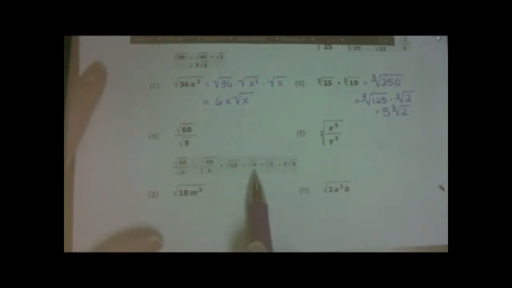Now I'm going to do that division, and 60 divided by 5 is 12, so I get the square root of 12. Now I want to use the product rule and simplify this. So I ask myself, what perfect square divides evenly into 12? And the answer to that is 4, which is 2 squared. So I'm going to split this up into 4 times 3. So write it as the square root of 4 times the square root of 3. The square root of 4 is 2, so this becomes 2 times the square root of 3. And the square root of 3 doesn't simplify any further because no perfect squares divide into it.